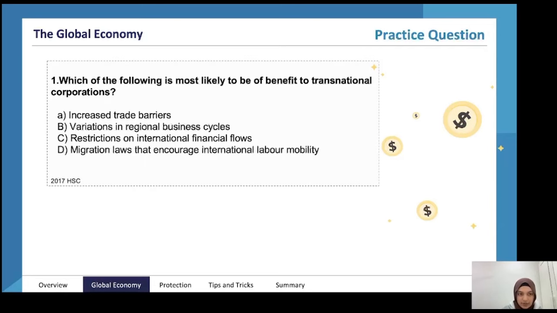So here's a practice question. Which of the following is most likely to be of benefit to a TNC? I'll give you the chance to attempt this, give you a minute or two, and then we'll reconvene and go through the answer.